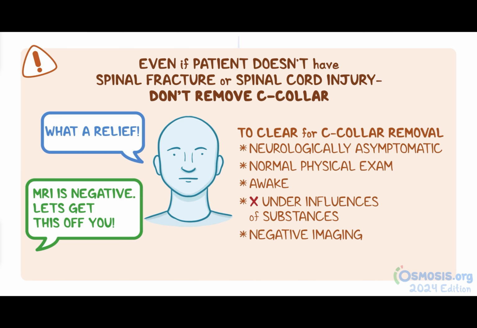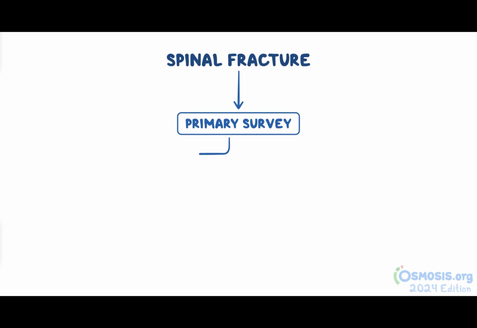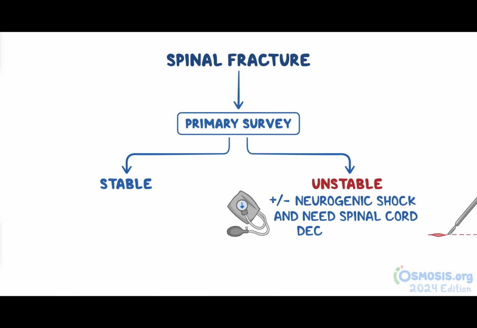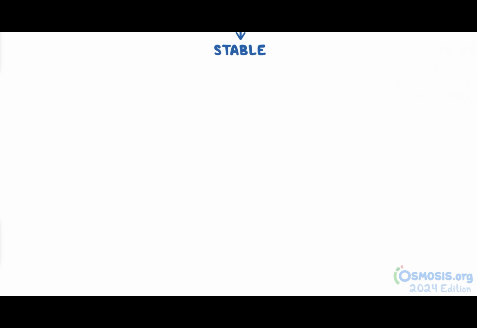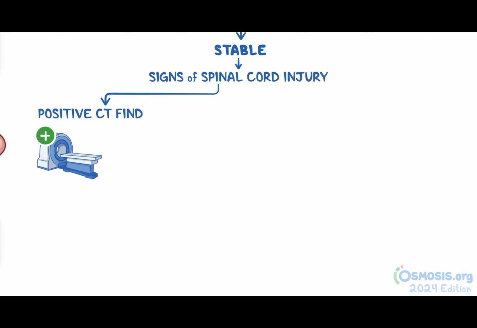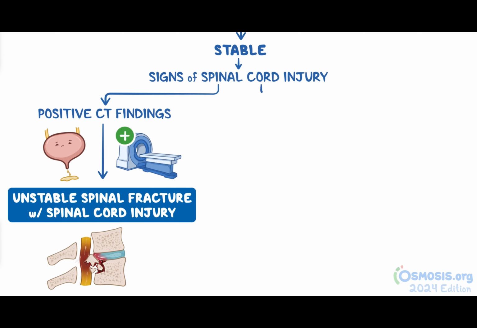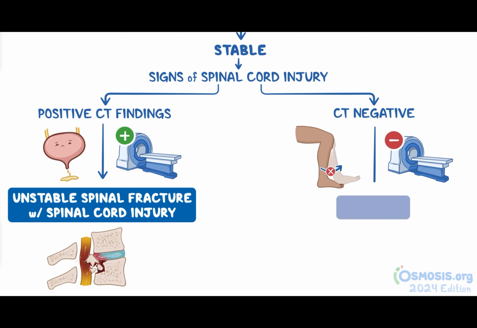All right, as a quick recap, when a patient presents with signs of spinal fracture, first perform a primary survey to determine if they are stable or unstable. Unstable patients might have neurogenic shock and need spinal cord decompression. On the flip side, stable patients with signs of spinal cord injury and positive CT findings might have an unstable spinal fracture with spinal cord injury, but if CT is negative, consider SCIWORA instead.